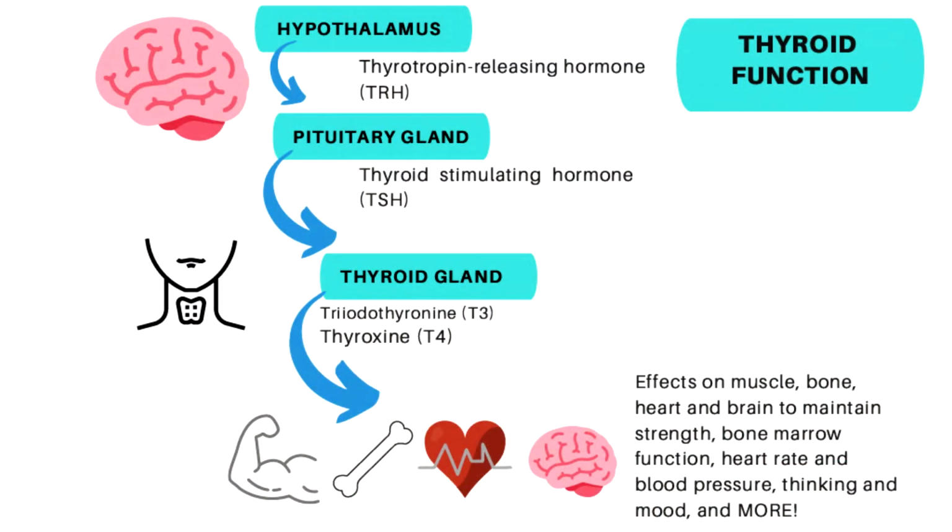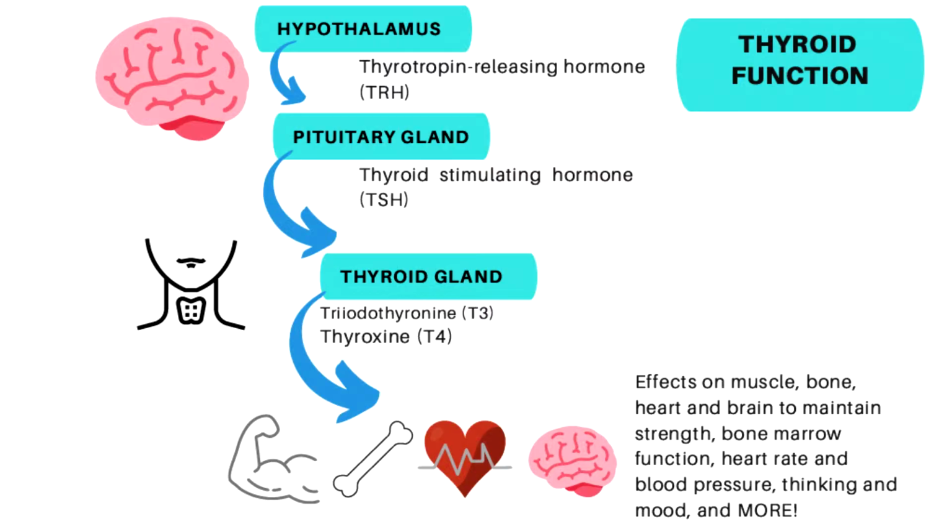So before we start, let's just do a quick little review of the thyroid system. In the hypothalamus, thyrotropin-releasing hormone is released, and this acts on the pituitary gland, which is also in the brain. This releases TSH, thyroid-stimulating hormone, which stimulates the thyroid gland. The thyroid gland is found in the neck, and it releases thyroid hormones, T3 and T4.